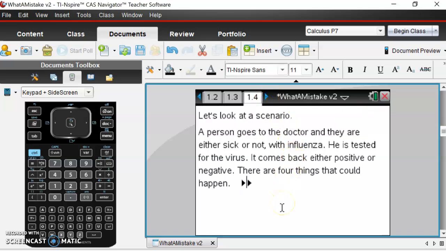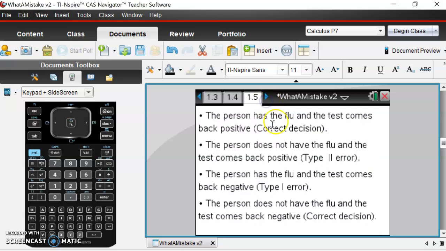Okay, so a person goes to the doctor, and they're either sick or not with the flu. But they test them for the virus. The test either comes back positive or negative. There are 4 things that could possibly happen. 1, person has the flu, and the test comes back positive, saying he does have the flu. That's a correct decision. Person does not have the flu, but the test still comes back positive. That's a type 2 error.